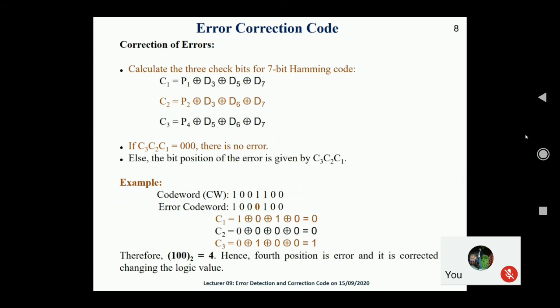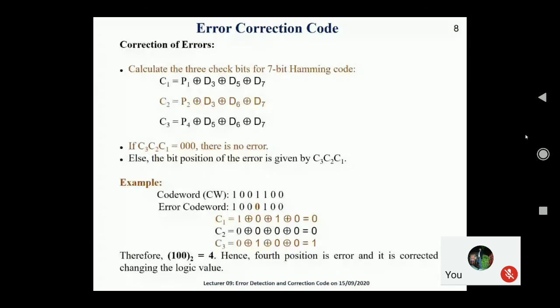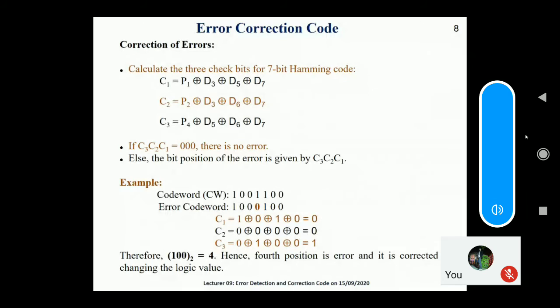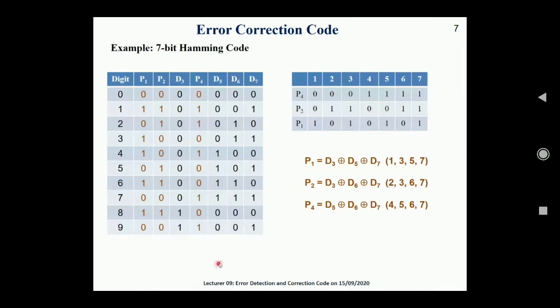So we are going to the slide. Already we have constructed the table. Based on this particular concept, how can we correct the error? This one is the error correction code. See here how this particular parity bit actually works. See here how we can use the concept of even and odd parity in this particular table.